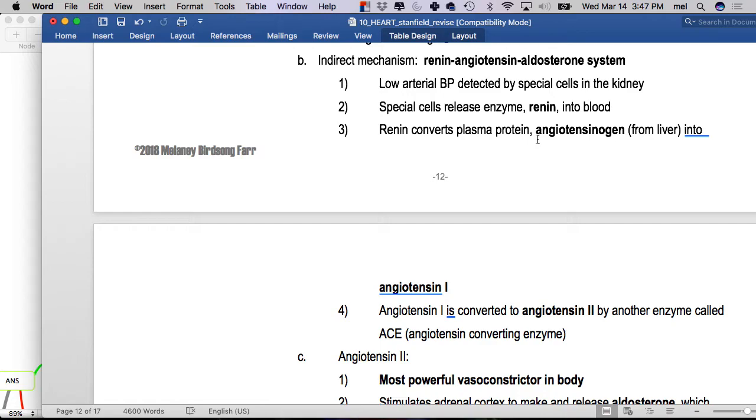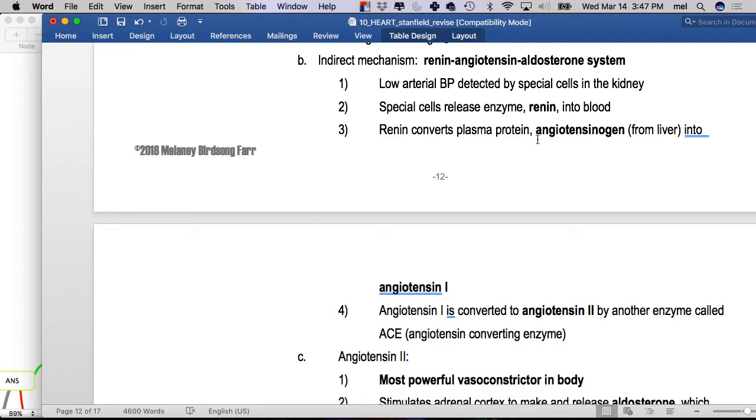Just wait until you see what other organ is randomly associated with this. You ready? Angiotensinogen doesn't do anything ever. It's just in the blood plasma unless it interacts with renin. And then when renin interacts with angiotensinogen, it forms angiotensin. Gen, like the genesis of, angiotensin.